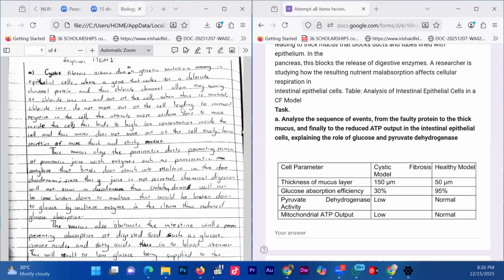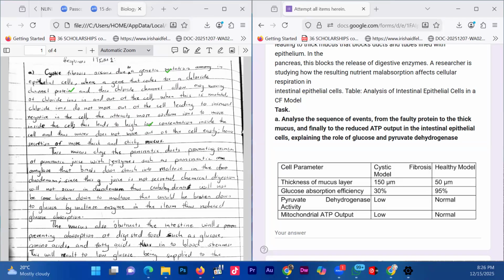Okay, here we want to begin from the faulty protein. It's caused by a genetic mutation, resulting in deformation of the faulty protein, hence high ion concentration inside the cell. So it does not move. And finally, to the reduced ATP output.